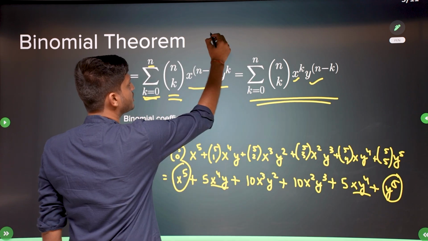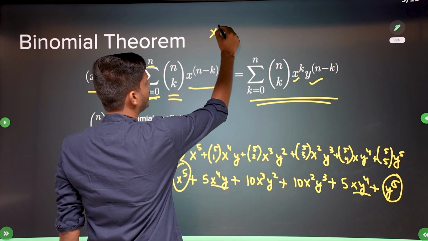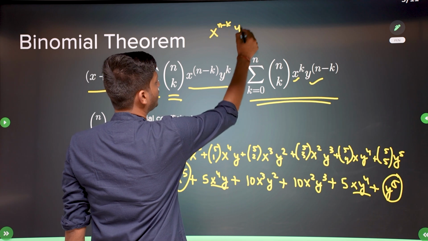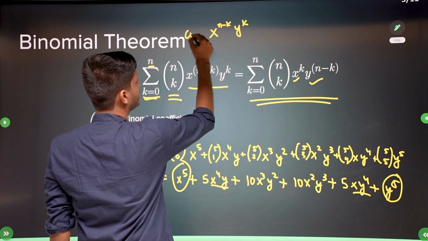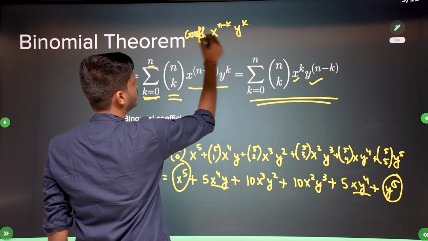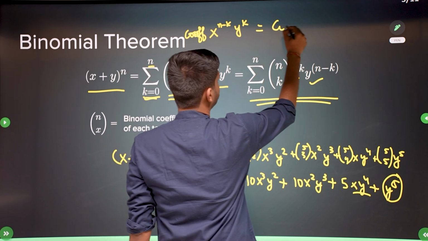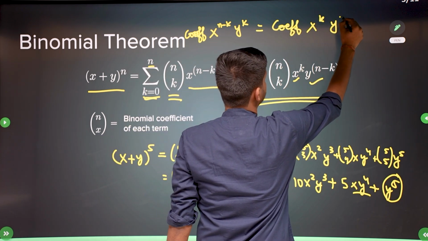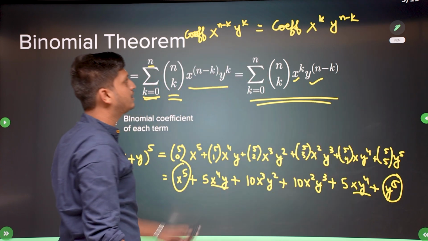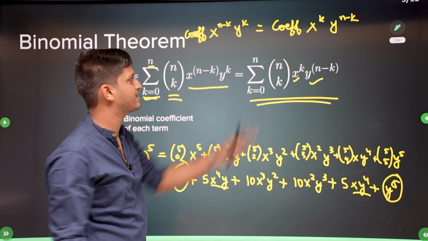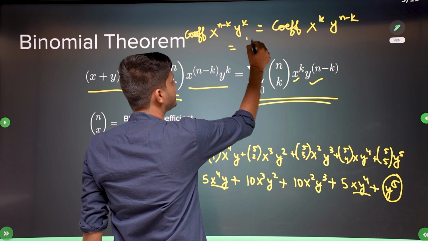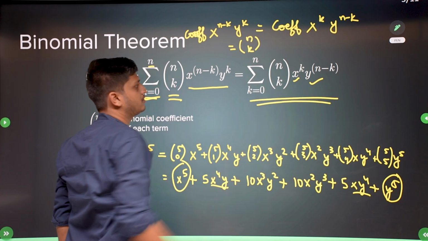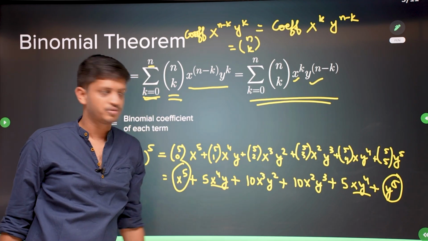So basically the coefficient of x to the power n minus k y to the power k will be equal to the coefficient of x to the power k and y to the power n minus k. Right? Either you can select k y's or k x's, it doesn't matter. And both these coefficients will be nCk. Right? So that's how you can do it.